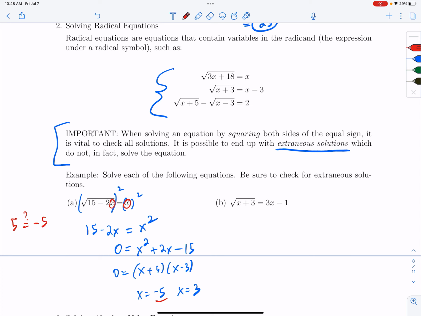Well, when I plug in negative 5 on the right, that doesn't equal 5. So negative 5 is not a solution here.